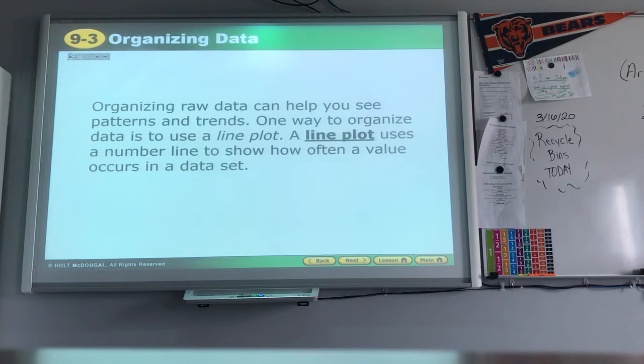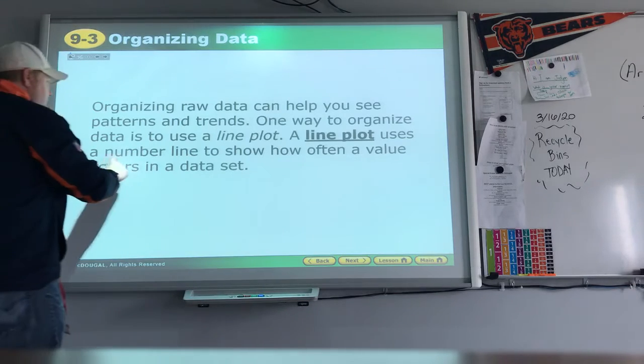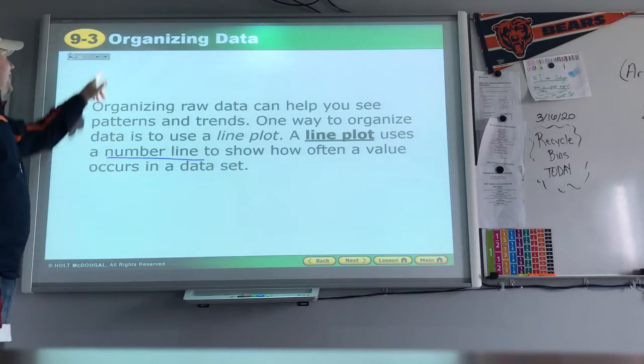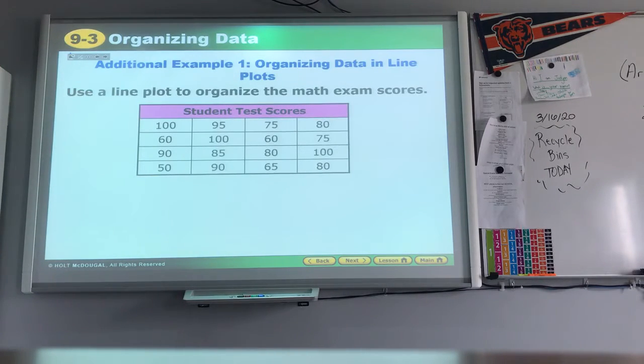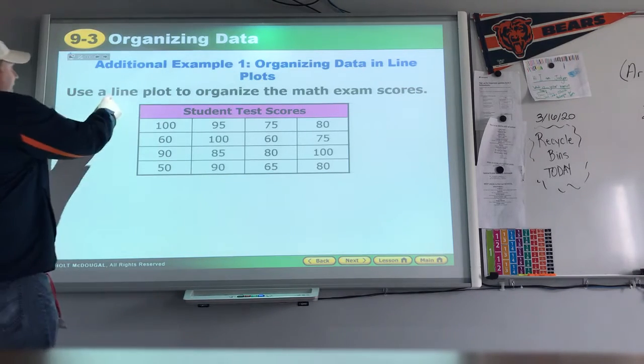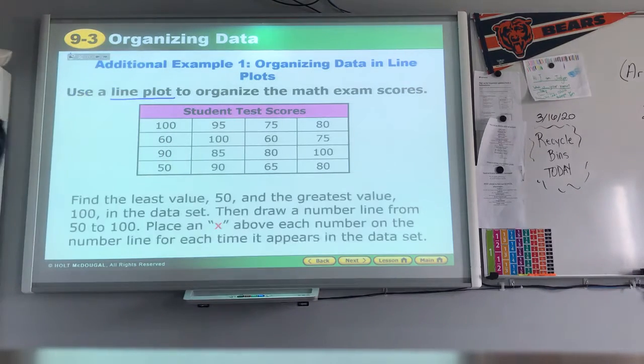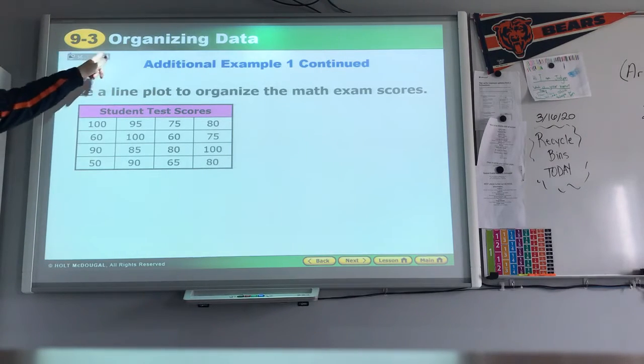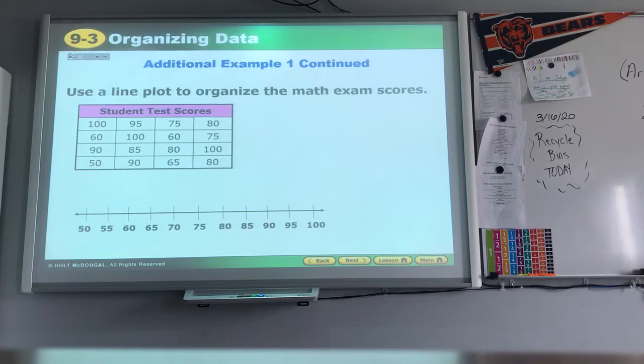A line plot uses a number line to show how often values occur in a data set. How often? All right, so we've got all these test scores. We're going to use a line plot. Find the least value and the greatest value, 50 to 100. Then draw a number line from 50 to 100. We do such. Then we start to put the x's above the numbers.